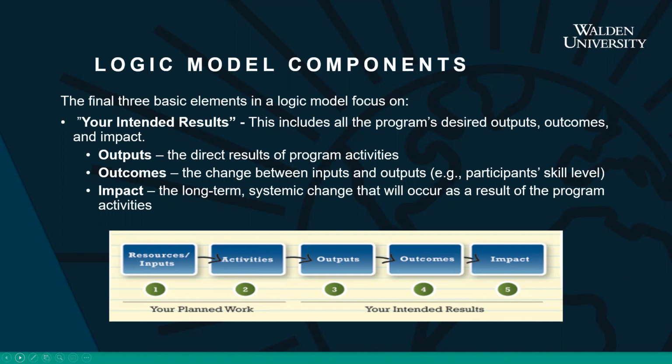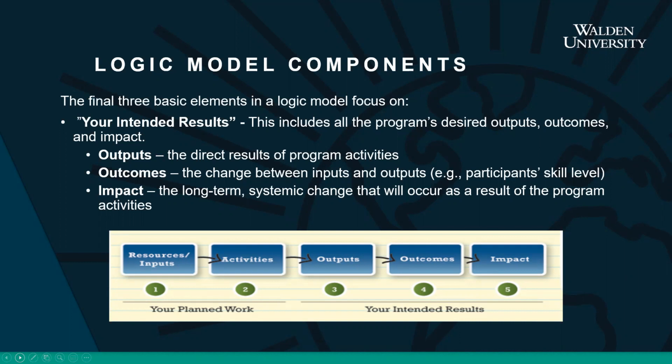So when we look at outputs, those are considered our direct results of the program activities. So for example, if we were developing training, maybe one of our outputs would be the training is complete, development of that training. So maybe you're creating a module, maybe you're putting together a webinar, maybe you're deploying certain policies. Those would be the direct outputs of your planned work that you're doing.